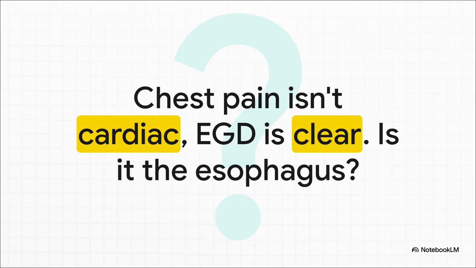You've got a patient with chest pain. The whole cardiac workup comes back negative. So you do an upper endoscopy, an EGD, and nothing. Structurally, everything looks totally normal. This is that exact moment, that clinical crossroads, where you have to start thinking, okay, maybe the problem isn't what the esophagus looks like, but how it works.